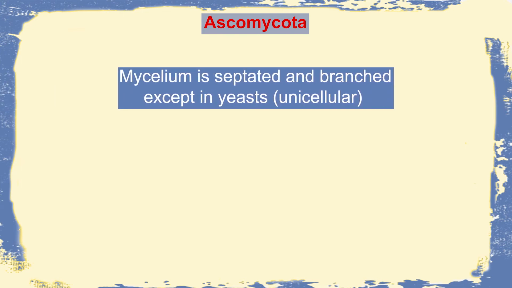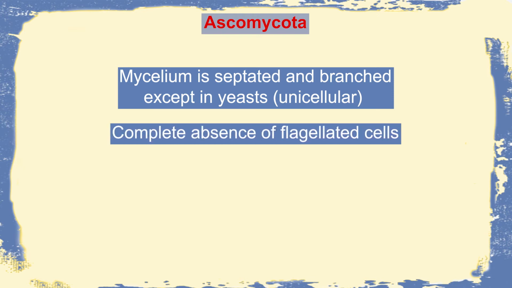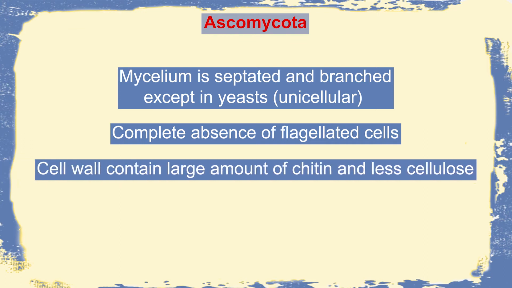Now we come to the next group, which is Ascomycota. The division is so called because they produce a unique type of meiospores called ascospore, which are borne inside a cylindrical structure called ascus. But this particular group may have a unicellular yeast-like organism, or they may also have a simple mycelial or filamentous structure. What is unique is they do not have any flagellated cell, and they may have more chitin and less cellulose.